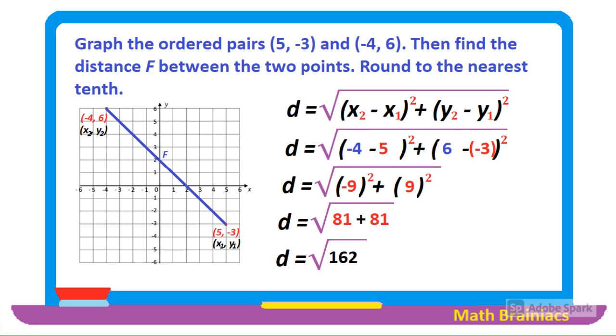And 81 plus 81 will give us 162. Accordingly, d is equal to the square root of 162, which will give us 12.727, and if we are going to round it off to the nearest tenth, it will give us 12.7. Whether we are going to use the Pythagorean theorem formula or the distance formula, we are going to arrive at the same answer.